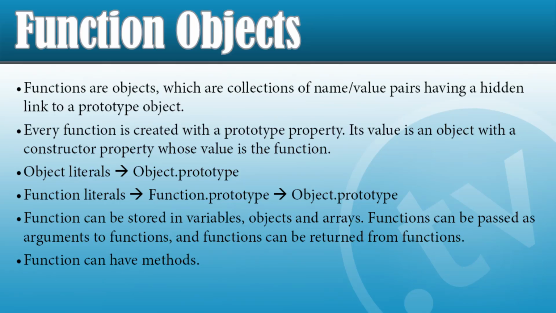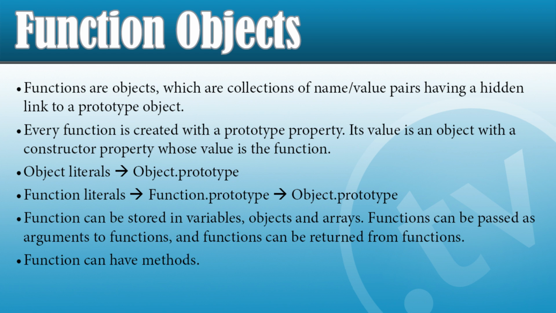Hi and welcome. This is function objects. Let's start with some basic terms. Functions are objects, which themselves are collections of name-value pairs having a hidden link to a prototype object. Every function is created with a prototype property. Its value is an object with a constructor property whose value is a function. Objects that are created with object literals get linked to Object.prototype. Objects created with function literals get linked to Function.prototype, which itself gets linked to Object.prototype.